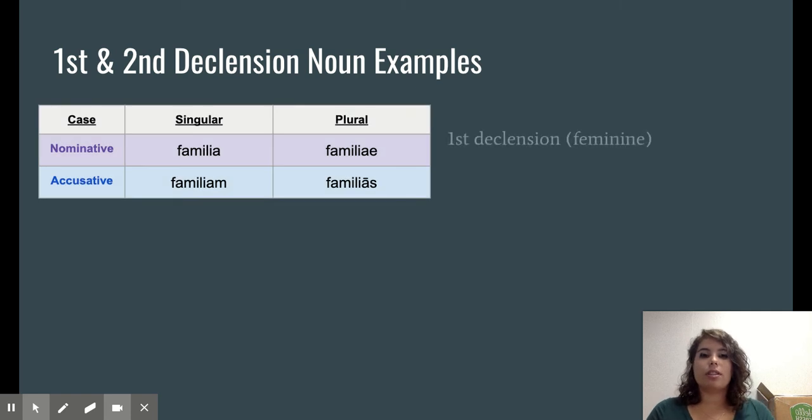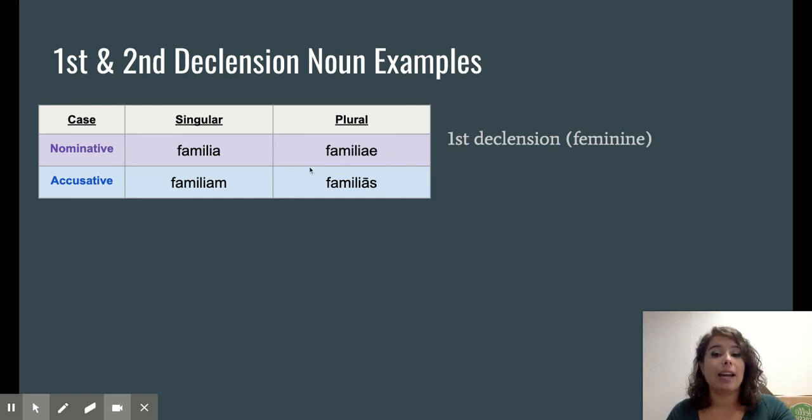So our first is a first declension noun. This is a feminine first declension noun. This is our word for family, in Latin, familia. Familia is going to be the nominative singular form. So if family is the subject, if it's plural, families, and it's the subject, it's going to be familiae. If it's the direct object, we're going to see familiam with that am ending. And then if it's plural direct object, it's going to be familias.